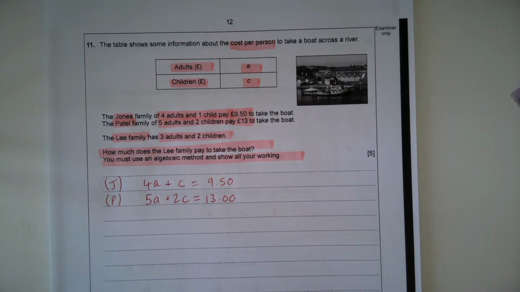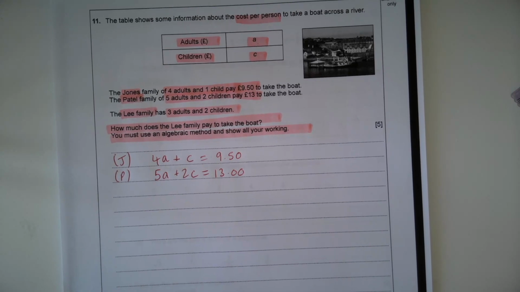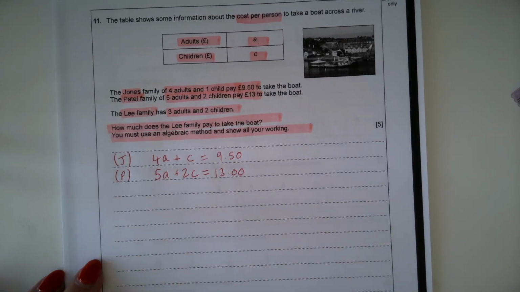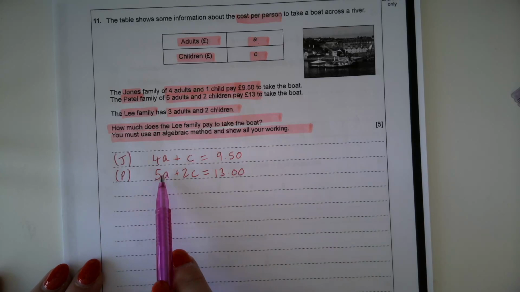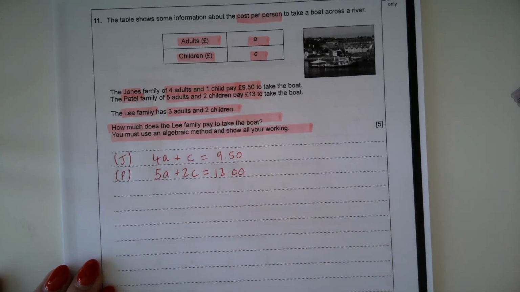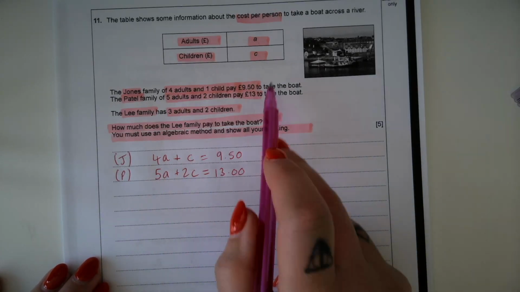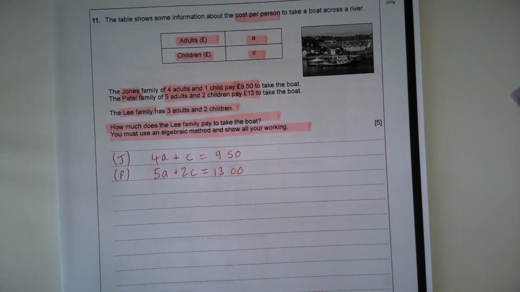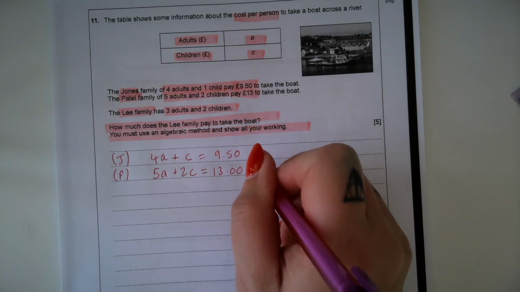So now we have 2 simultaneous equations, and the reason we can treat them as simultaneous equations is because the price that the adults pay and the price that the children pay will be the same for both families. It's a standard rate. So A and C values will be the same. So what I need to do now is solve them. To solve them, I'm going to make one of the variables match. I'm going to label these equation 1 and 2.